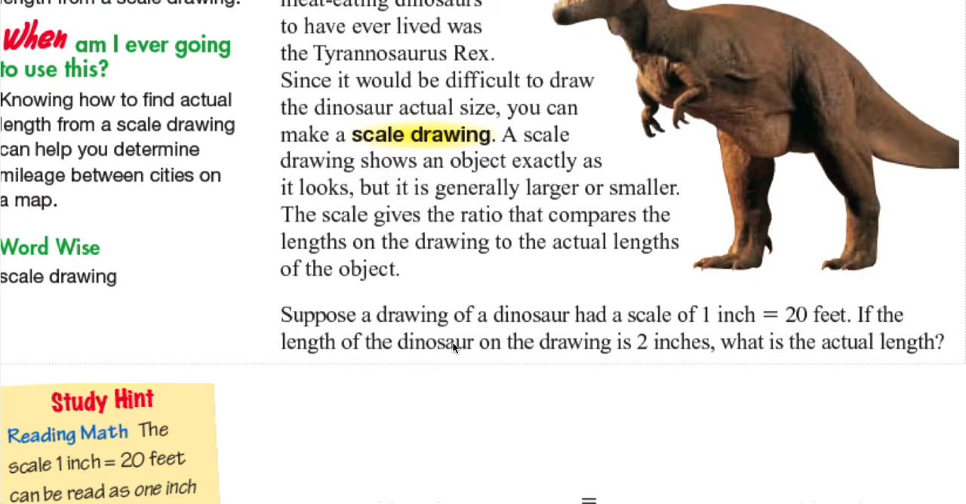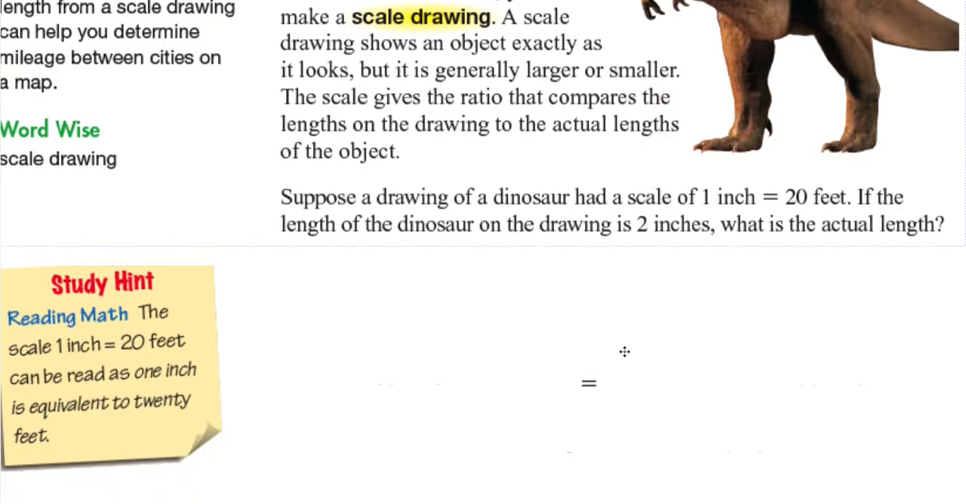Suppose a drawing of a dinosaur had a scale of 1 inch equals 20 feet. If the length of the dinosaur on the drawing is 2 inches, what is its actual length? So you have a scale on the dinosaur that every inch in that drawing will be equal to 20 actual feet. So the question is, if the length of the dinosaur on the drawing is 2 inches, what will be its actual length?